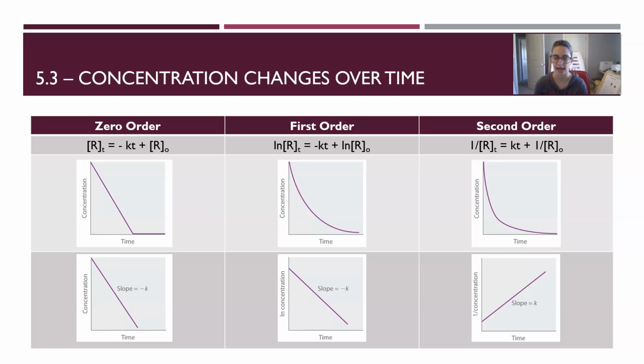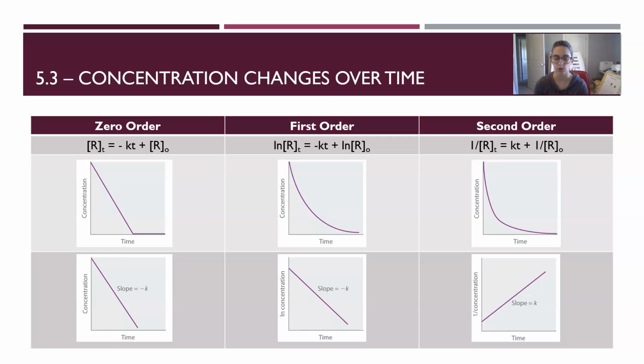A second order reaction is similar to a first order, except a little bit more dramatic. So the change in concentration is going to be even greater initially in the reaction, and then it's going to slow down as time progresses. To get a straight line graph of this type of reaction, you would graph 1 over the concentration, or the inverse concentration, versus time. You get a positive slope, and that slope is your rate constant.